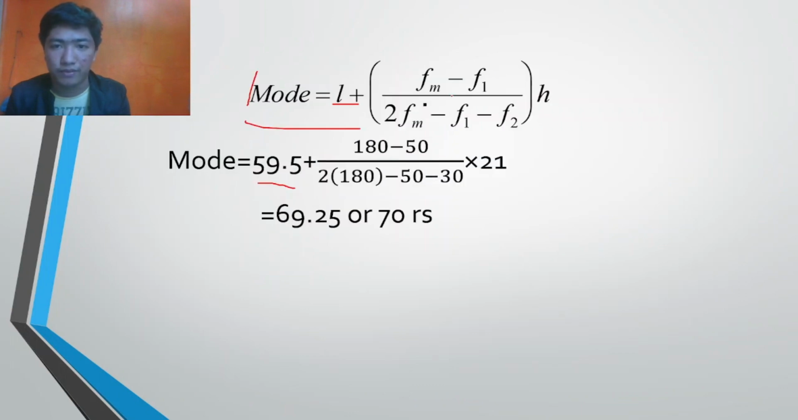So we find our values. Just plug in the values right here again. The maximum 80 minus 50, plus 2 times 80 minus the f1 again, and minus 30, times 21, the width, height rather. And that equals 69.25, or that's not 70 actually. So just put 69 Rs, estimated value. This is our mode for this problem.